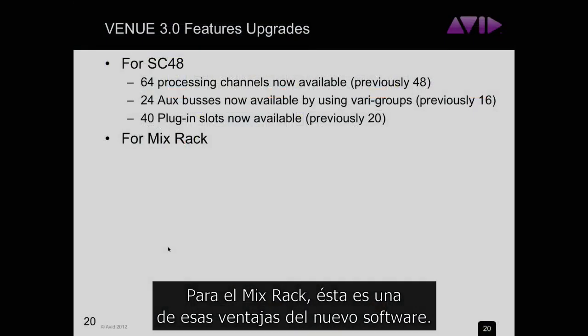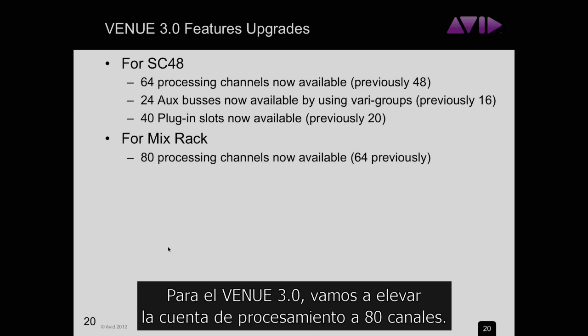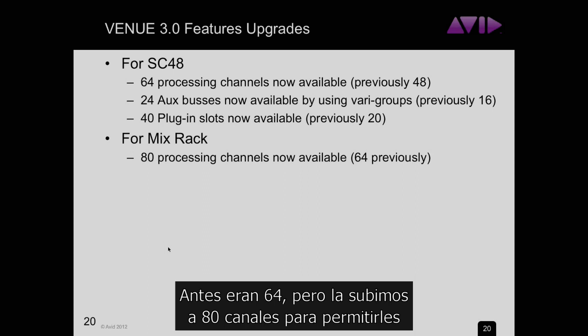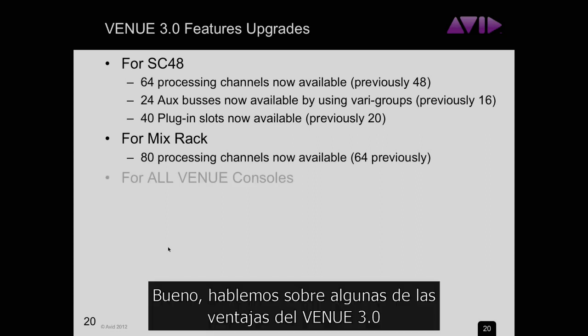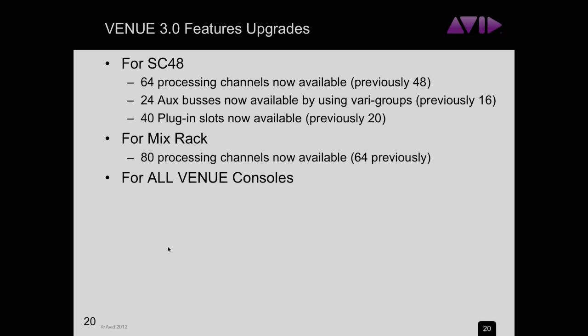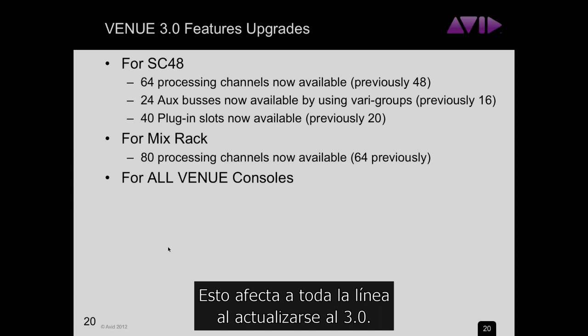For Mix Rack, this is another one of those advantages that comes now with the new software. For Venue 3.0, we're actually going to up its processing count to 80 channels. It was previously at 64, but we're going to move it up to 80 channels to give guys more capability to use those input faders for things other than mic pre's. Okay? All right, let's get on down to some of the benefits that are going to come in Venue 3.0 to all of the consoles. This affects the entire line once they move up to 3.0.